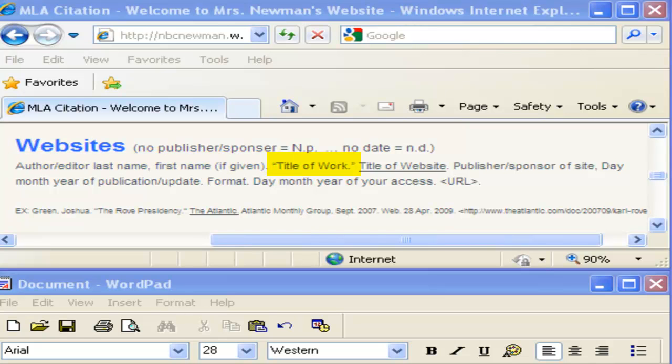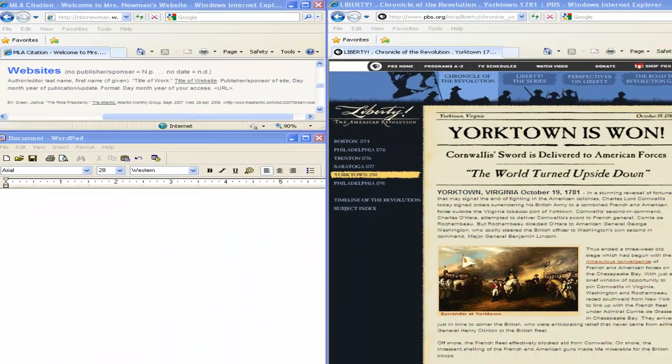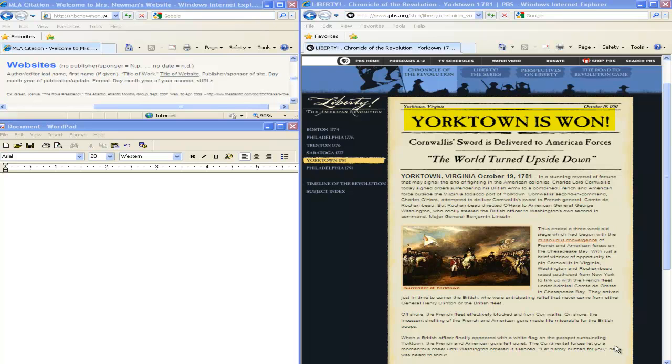Next, we are asked for the title of work or article. This means, what exactly are you reading about? In this case, we are clearly looking at an article called Yorktown is One. So that becomes our title of work, which we will put in quotation marks. Normally, we would place a period here, but since our title ended with an exclamation mark already, we will use that as our punctuation mark.